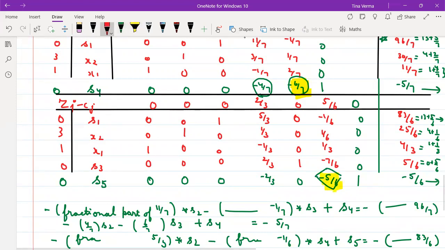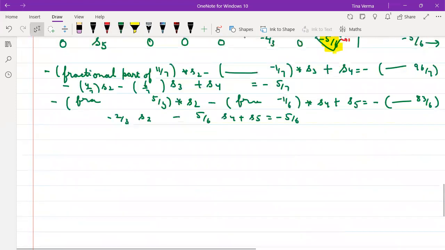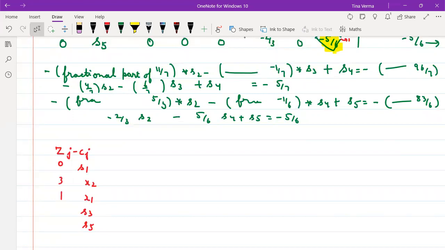This you have to make 1, and this you have to make 0, this you have to make 0, this you have to make 0. The table which you will get after applying the operations, the Zj minus Cj, here these variables are coming as s1, x2, x1, s3, and s5. The values for these are 0, 3, 1, 0 and 0. The entries here will be, for your x1, 0, 0, 1, 0, 0. For your x2, 0, 1, 0, 0, 0. And for your s1, 1, 0, 0, 0, 0.